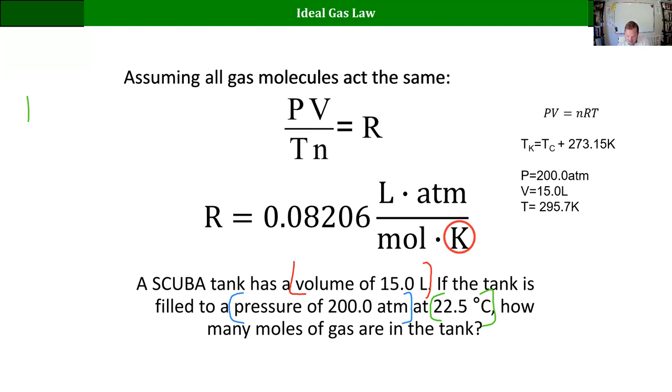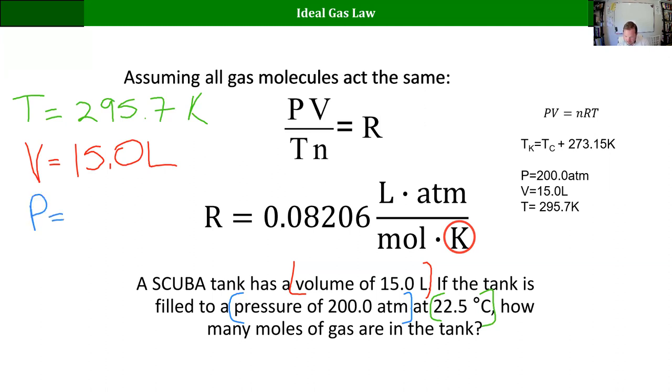So in this case, temperature is 22.5 Celsius, which means it's 295.7 Kelvin. Remember, Kelvin is Celsius plus 273.2, as it's written over on the side. Volume is 15.0 liters. Pressure is 200 atm.